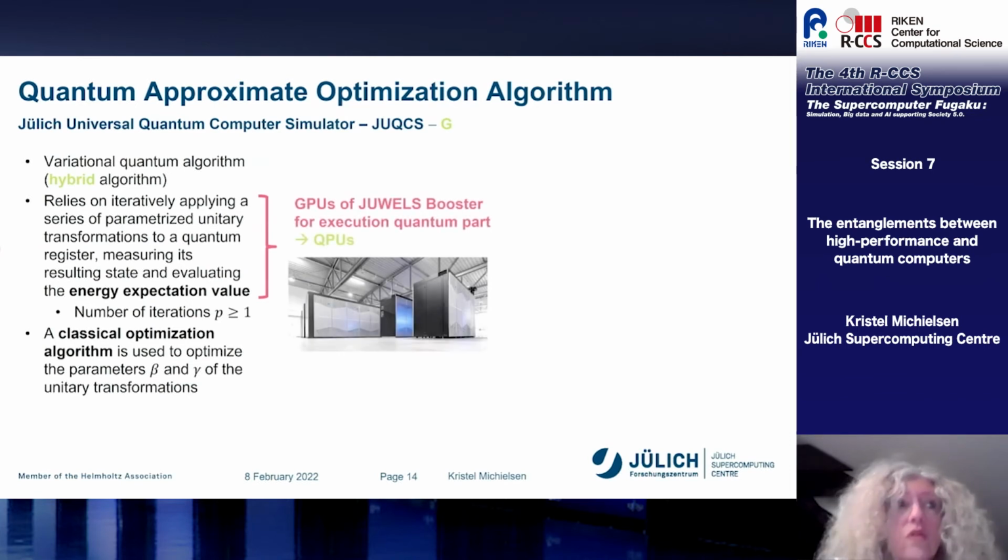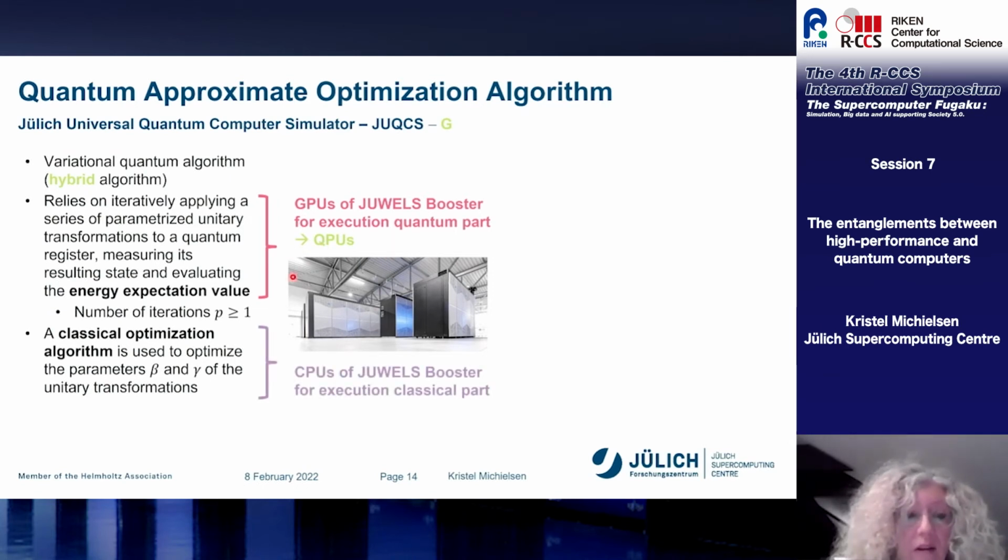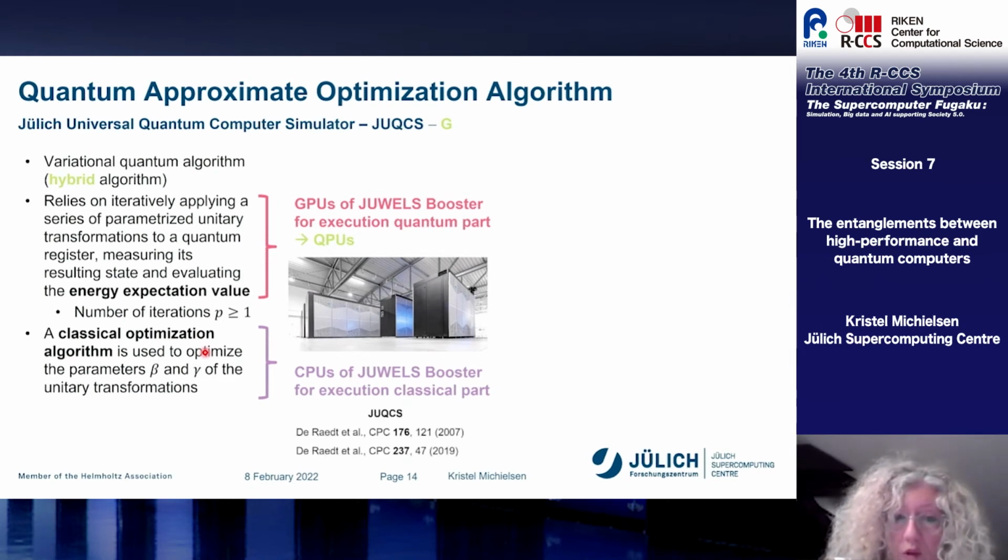Now, we used the modular supercomputer architecture to take the GPUs out of the booster for the execution of the quantum parts. So these GPUs play then the role of quantum processing units. And this classical optimization part we simulate then on the CPUs of the JUWELS Booster.